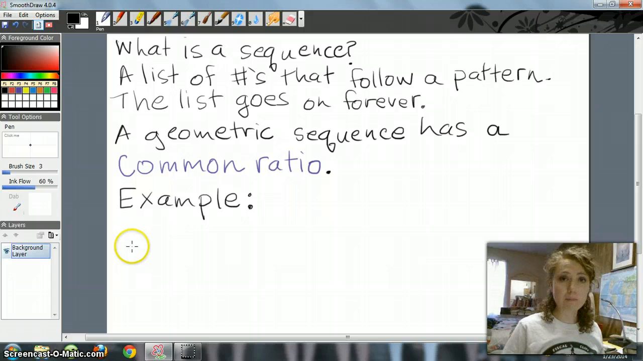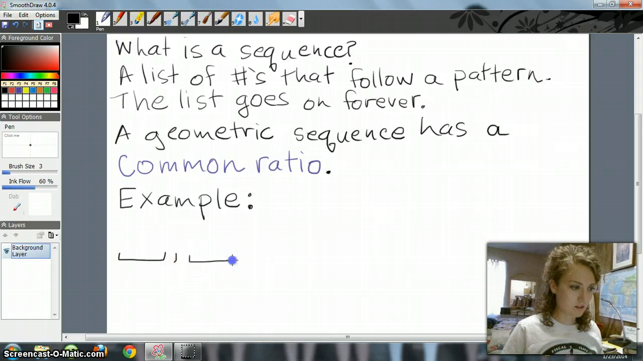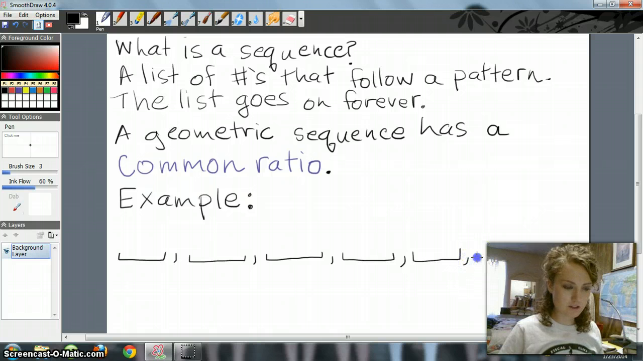Okay, we're going to actually build our own geometric sequence. So, we know that there are going to be a bunch of terms, in fact an infinite amount of terms. Let's just draw some spaces here. And then I'm going to draw dot, dot, dot, meaning that this list goes on forever. There are an infinite amount of numbers in it. Okay, so we also call each of these terms a specific thing.